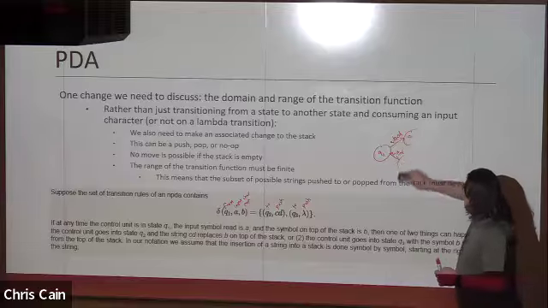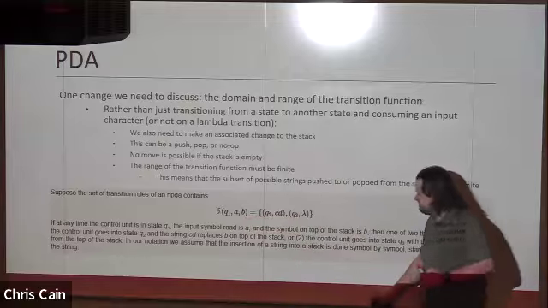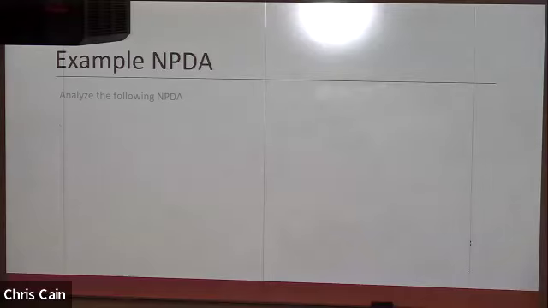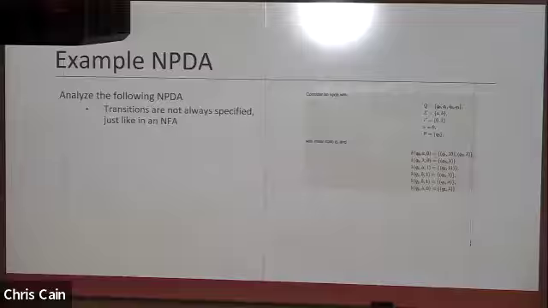We'll give you further examples, I think. All right, here's an example. Here's an NPDA with associated transitions, and let's take a look at what this does. So just like in an NFA, we don't always specify transitions, and if there are no associated transitions, then we just immediately fail. But let's take a second and see if we can figure out what this does.